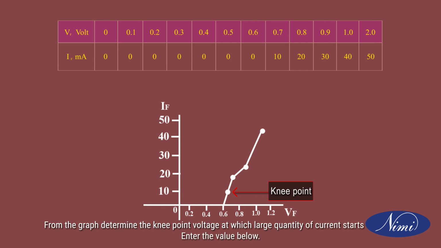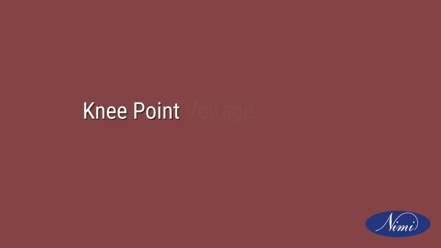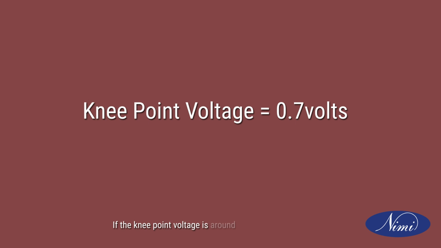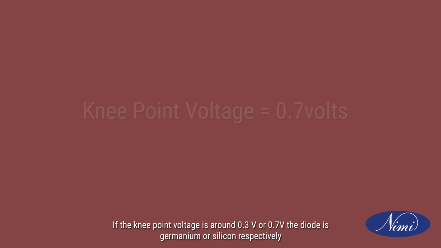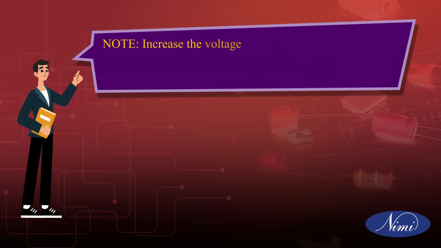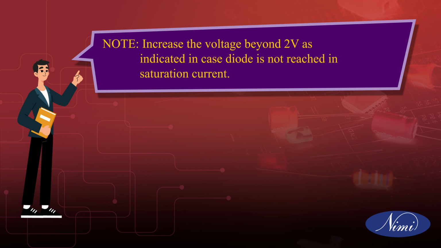Enter the value below. Knee point voltage is equal to 0.7 volts. If the knee point voltage is around 0.3 volt or 0.7 volt, the diode is germanium or silicon respectively. Note: increase the voltage beyond 2 volts in case the diode has not reached saturation current.